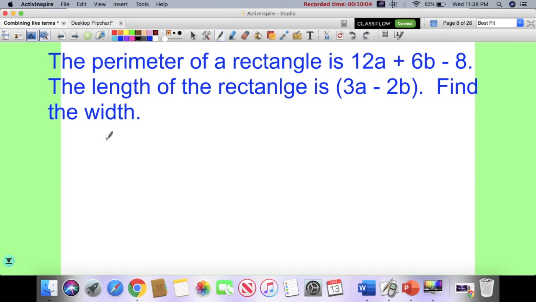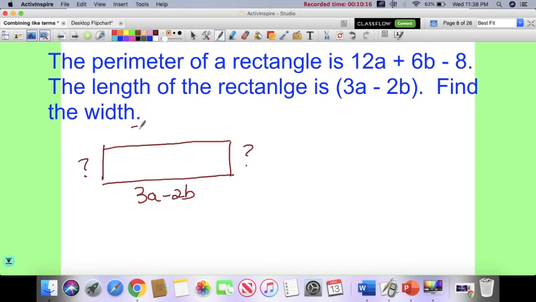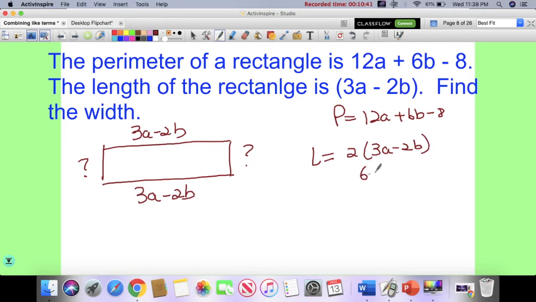This one, again, let's draw it out. The length is 3a minus 2b. Find the width. So again, this is my question mark, and I know this is 3a minus 2b. So from the total, and I know the perimeter is 12a plus 6b minus 8. So from this total, I gotta subtract those two. So the length, I have the length, it's 3a minus 2b, but I have two of them. I can add them, or I can simply multiply it by 2, right? Which would get me 6a, right, distributive property, minus 4b.